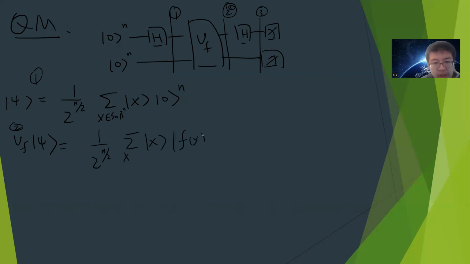I'm very sloppy, so I write this. And I know this, right? I can write this as this, because I know that f of x is the same as f of y. So I can write this.